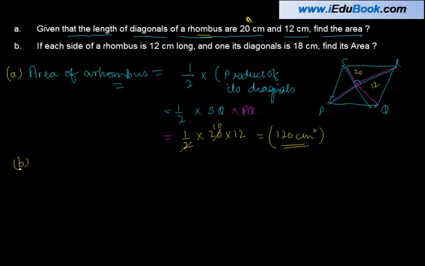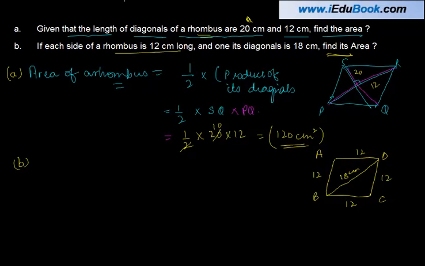Let's complicate this a little bit. If each side of the rhombus is 12 centimeter long, let's say this is A, B, C, D. You are told that each of these sides is 12 centimeter, 12, 12, 12. And one of its diagonals is 18 centimeter. So let's say this is the diagonal which is 18 centimeter. Find its area.